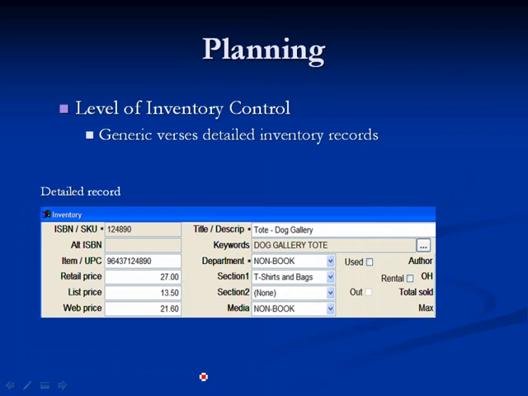Now a detailed record looks something like this. This is actually a real record from a bookseller. This item, which is a tote bag, it had a UPC code on it. When they scanned it in, this was the number. This is the vendor's reorder number. They were selling it for $27. It cost them $13.50. You can see that it's a tote, some kind of tote bag. We have a department of non-book. We have it in a section of t-shirts and bags, and they have a media of non-book. Now that was just their way of organizing their inventory, so it was meaningful to them. Their on-hand quantity, you can't see it here, but it was 3. That's how many they had in their store at the time that I got the record. So that's an example of a detailed record.